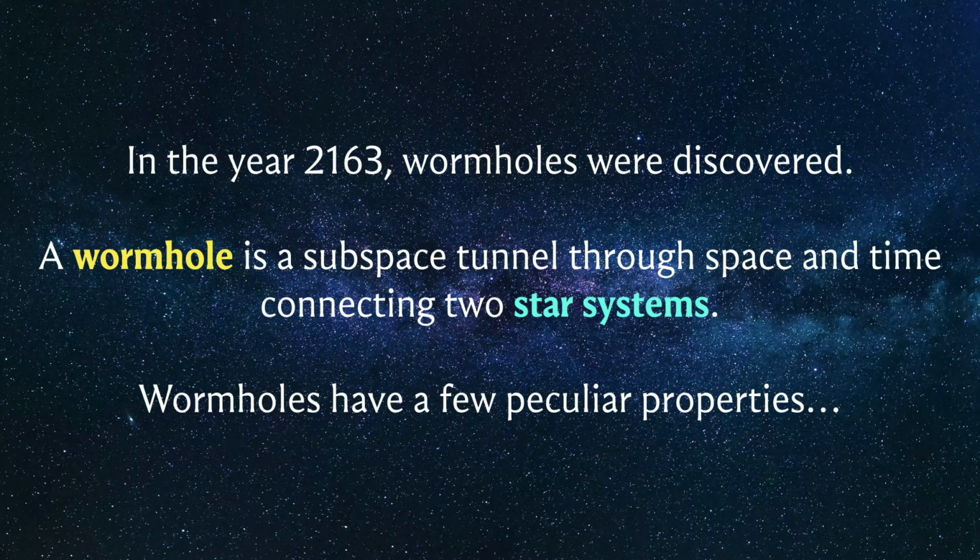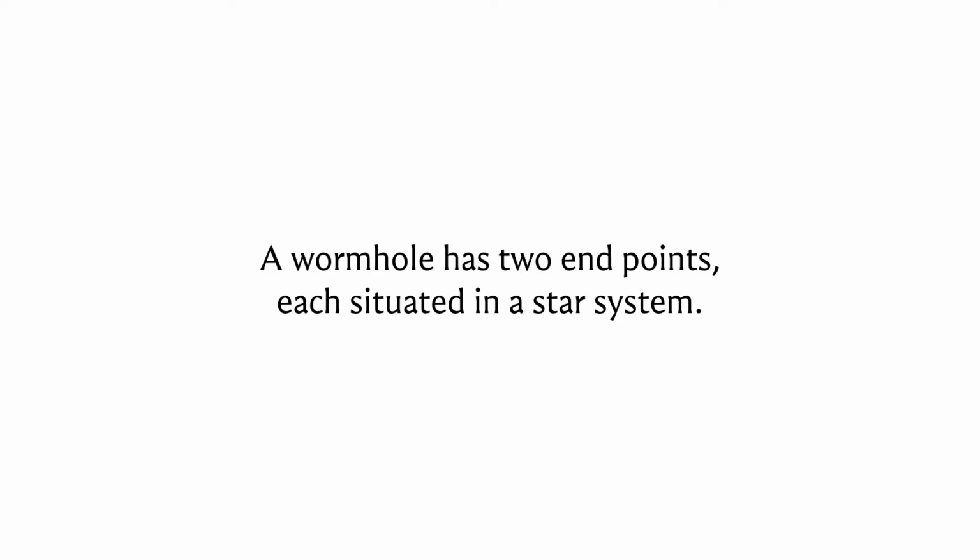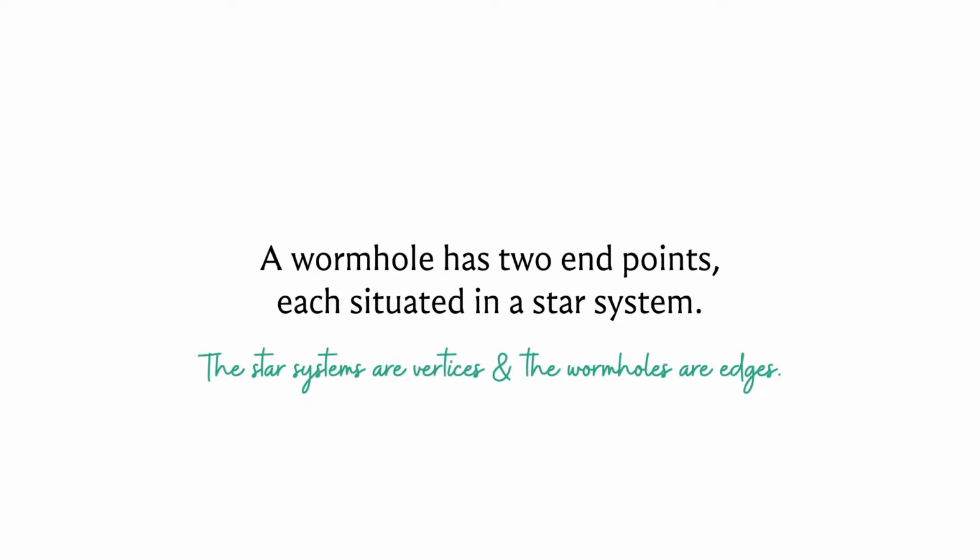Now, I should mention that in the original problem, these properties are given as a list, and I've taken the liberty of rearranging the items on the list in a way that the sequence is just more convenient for me to share with you. Your experience may be slightly different if you're reading the problem statement directly. Alright, so the first thing that I want to tell you is that a wormhole has two endpoints, each situated in a star system. This sounds very convenient, and it confirms our earlier suspicion that we want to model wormholes as edges and star systems as vertices in some sort of a graph abstraction.